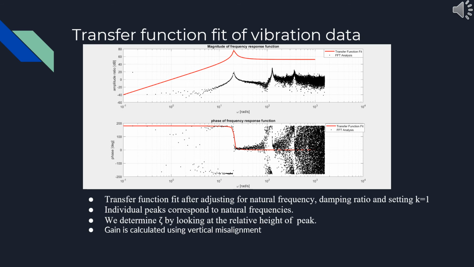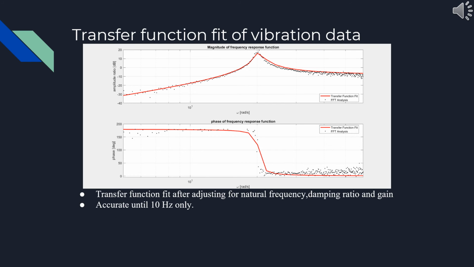As you can see here, we have a transfer function fit after we have adjusted for the natural frequency and damping ratio and by setting gain K equal to 1. Here we see we have a transfer function fit of the data after adjusting for the natural frequency, damping ratio and gain. But this transfer function fit is only valid up to 10 Hz.